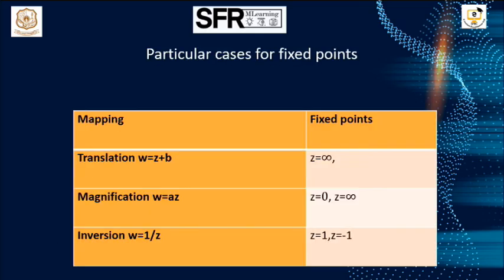For the next case, if the transformation is a translation, that is w equal to z plus b, the fixed point is z equal to infinity. For the magnification, w equal to az, the fixed points are z equal to 0 and z equal to infinity. For the inversion transformation, w equal to 1 by z, the fixed points are z equal to 1 and z equal to minus 1.